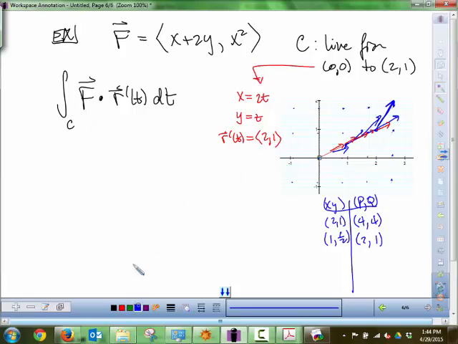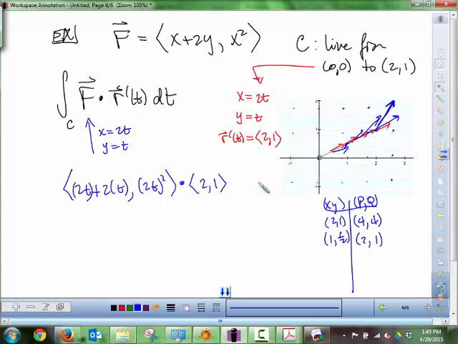All right, so in this f function, we want to put in your values for x and y. So that's going to give us a vector: x, which is 2t, plus 2 times y, which is t, comma, and then we just have the x squared, which is (2t) squared. So that's your f vector, your vector field. And in that vector field, you're plugging in all the points in that line. And then you're going to dot it with the r prime, which in this case is just 2, 1. And then dt. And we have our limits from 0 to 1, because that's how we created our line segment.